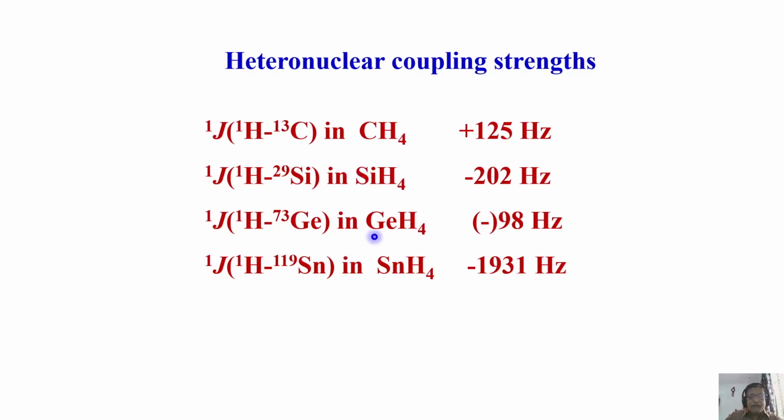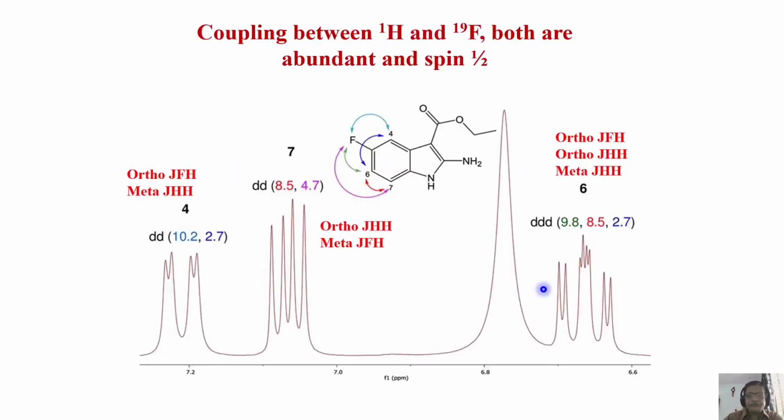Look at germanium: instead of CH4, if I take GeH4, it is 98 hertz with a negative sign. On the other hand, if it is SnH4, it is close to 2 kilohertz. See, these are the things which I wanted to point out to keep in mind. So now what we will do is understand how to get the coupling between different abundant heteronuclear spins, how we can observe it. Take a molecule like this.